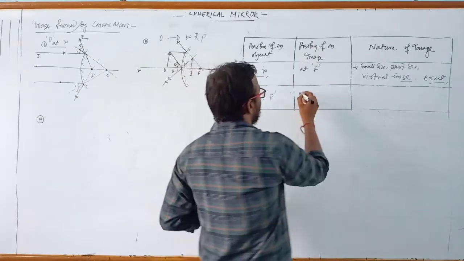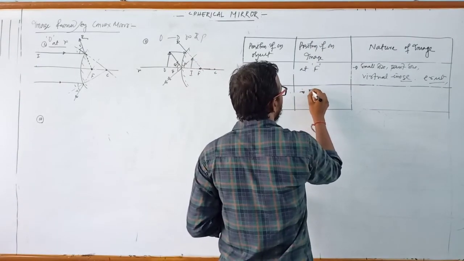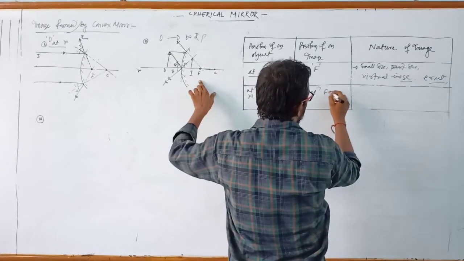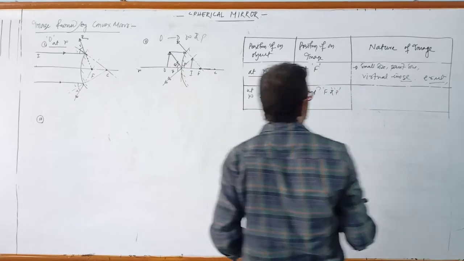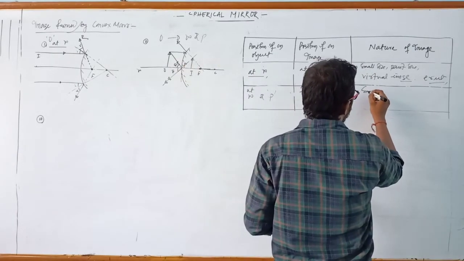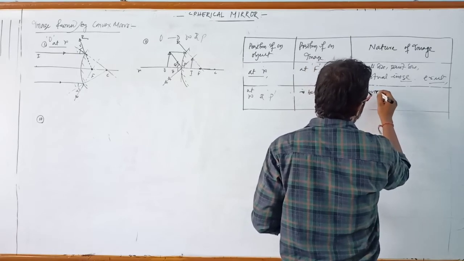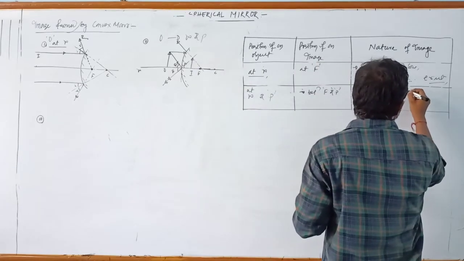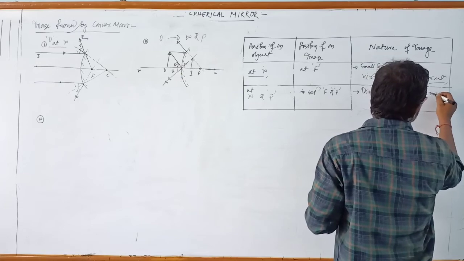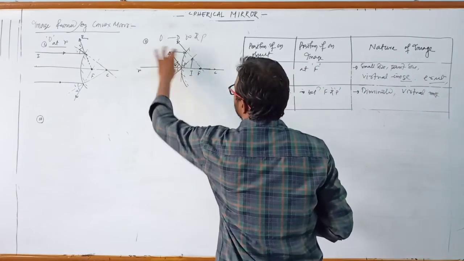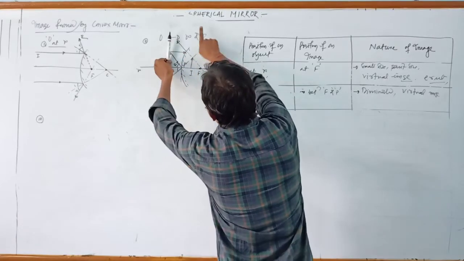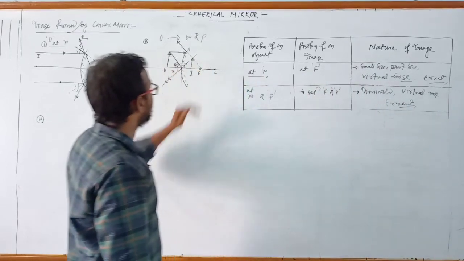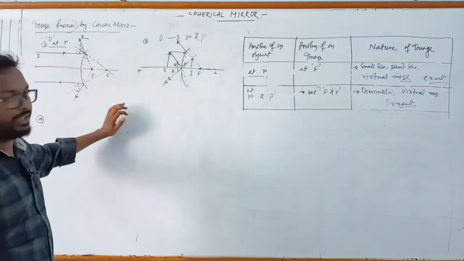And here also we get the image in between F and P, because this point is the pole point. Here also we get a virtual image that is small or diminished. We can write diminished size, and here that is a virtual image, and this is smaller size and erect, because this is the object, and here also the image is erect. Clear? This is the case for the image formed by a convex mirror.